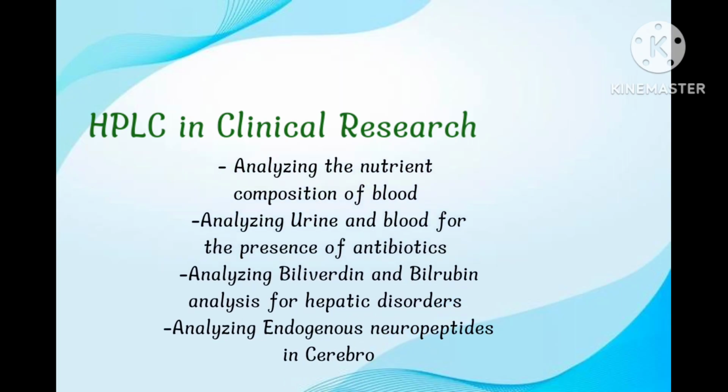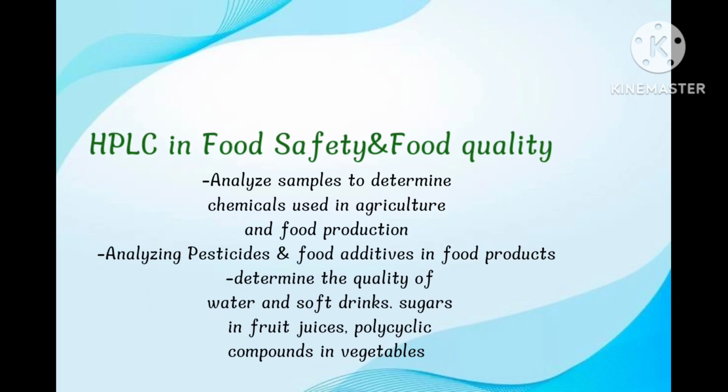HPLC in clinical research. HPLC is a highly accurate method for analyzing the nutrient composition of blood, analyzing urine and blood for the presence of antibiotics, bilirubin and biliverdin analysis for hepatic disorders, and analyzing endogenous neuropeptides in cerebrospinal fluid. HPLC in food safety and food quality. Analyzing samples to determine chemicals used in agriculture and food production, analyzing pesticides and food additives in food products, determining the quality of water and soft drinks, sugars in fruit juices, and polycyclic compounds in vegetables.